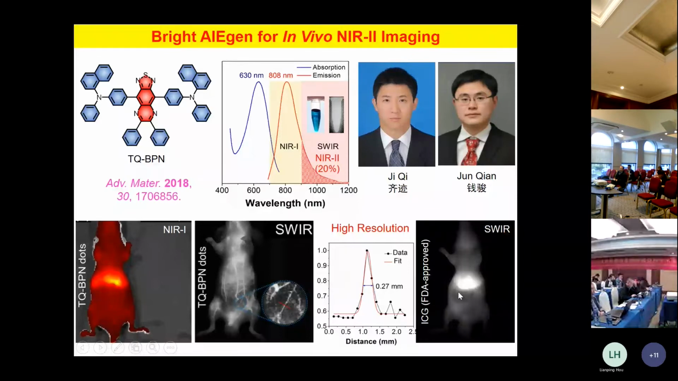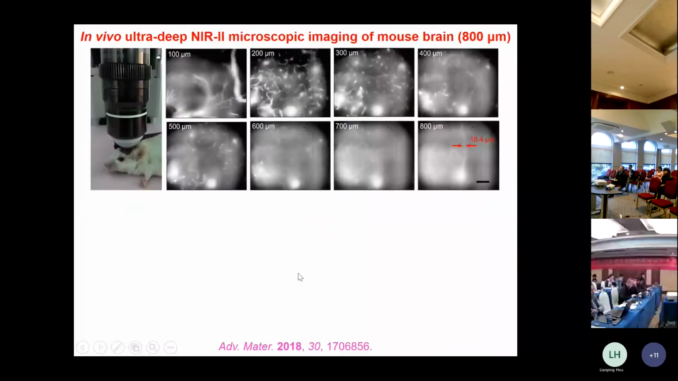And this is ICG, which people often use in the hospital. This is FDA approved. But if you see the image, there is no comparison to our system. The resolution here is really poor, but our system, you can see, is really good. And as I just said, when the wavelength is long, you can see much deeper.